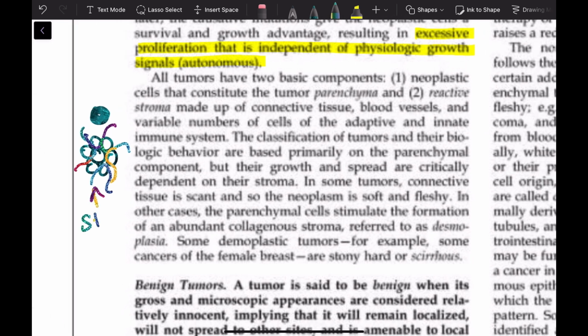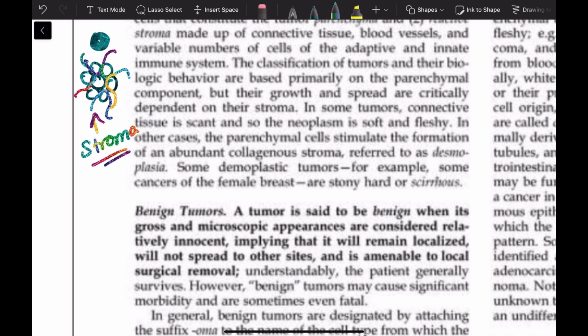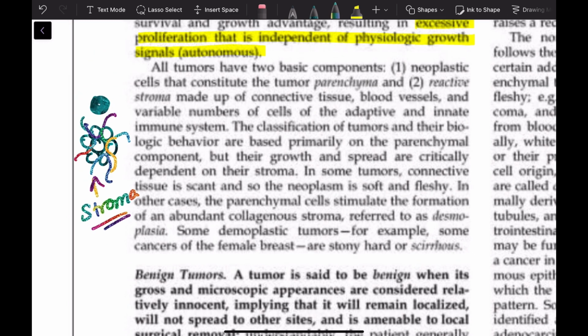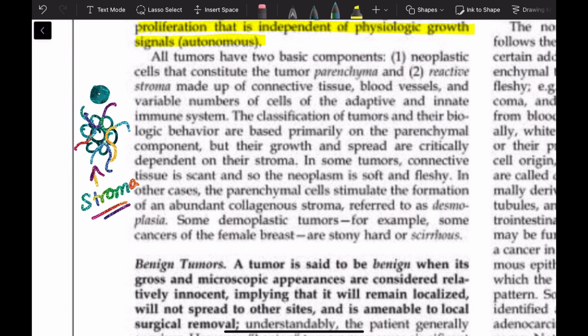This is the stroma. This stroma adds more fibers to the neoplasm. It is made up of connective tissue, blood vessels, and a variable number of cells of the adaptive and innate immune system.